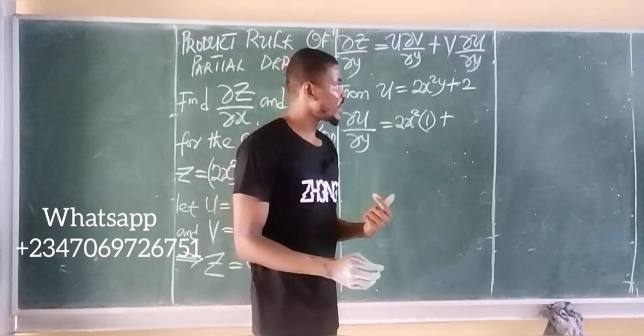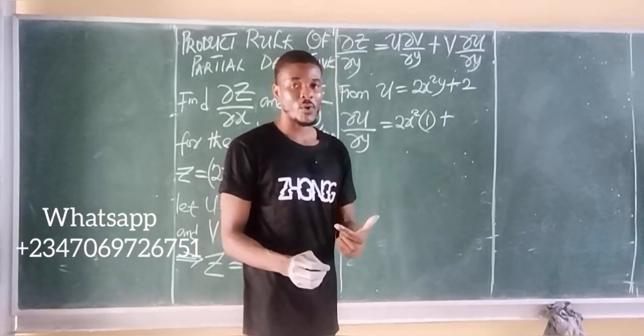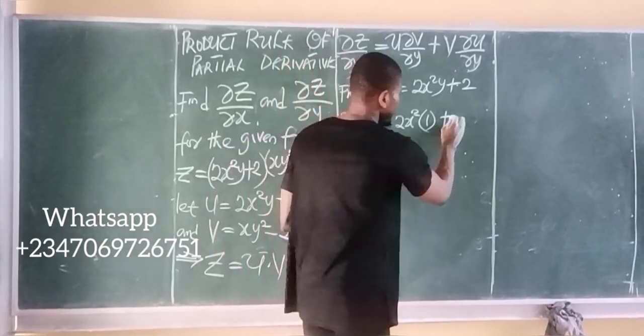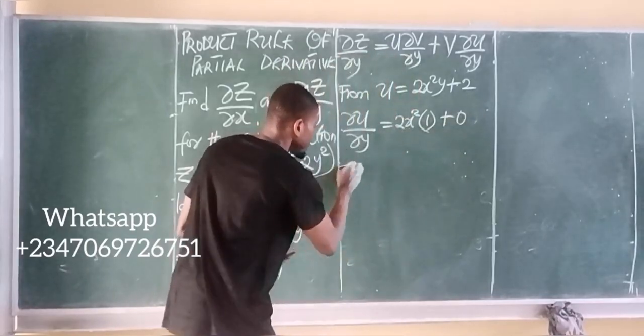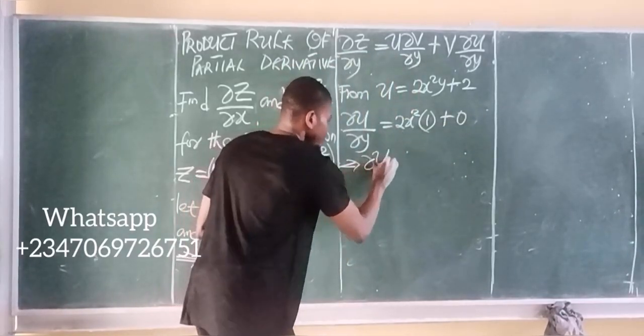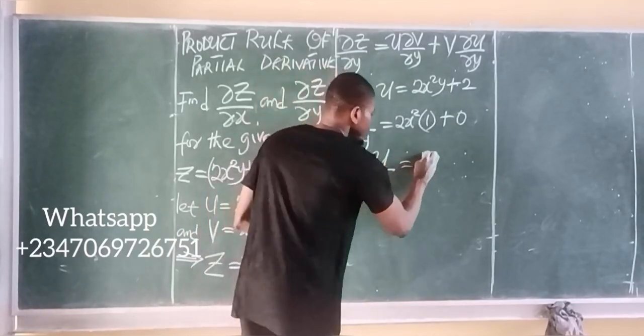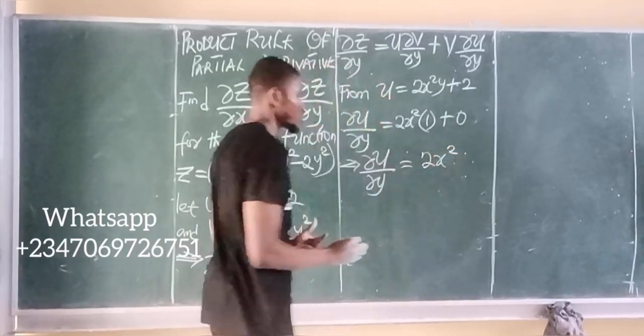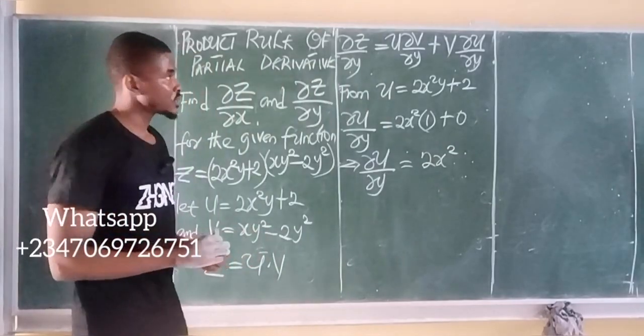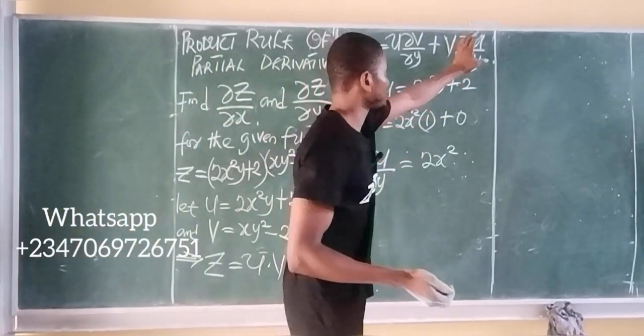And since there's no y variable attached to it, that derivative becomes 0. So I'll simply have plus 0. So this simply means that the partial derivative of u with respect to y is simply 2x squared. So this part of the equation is settled.